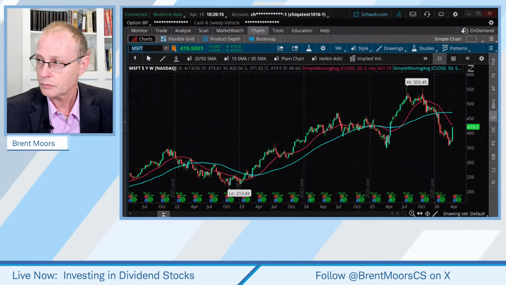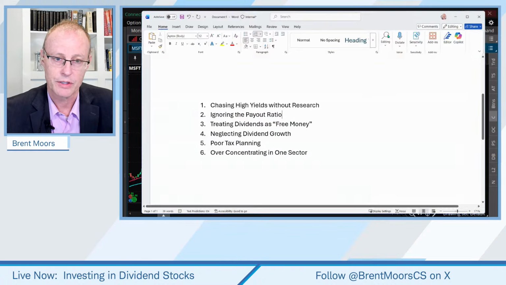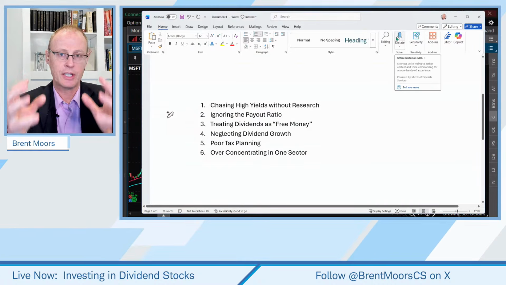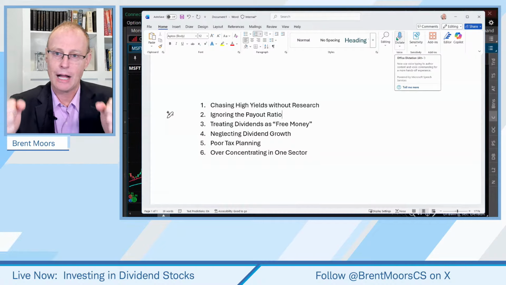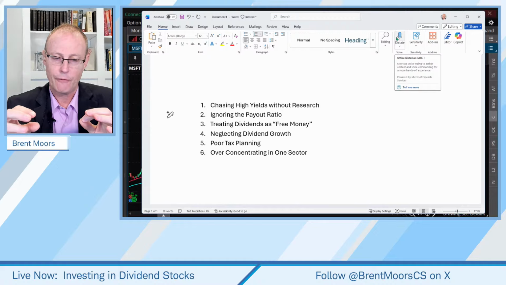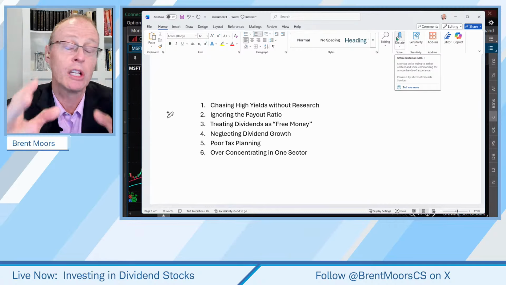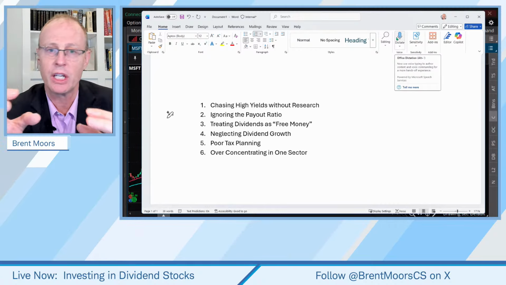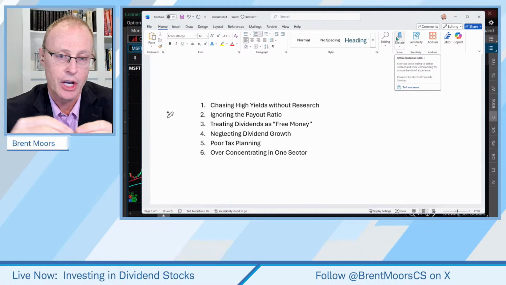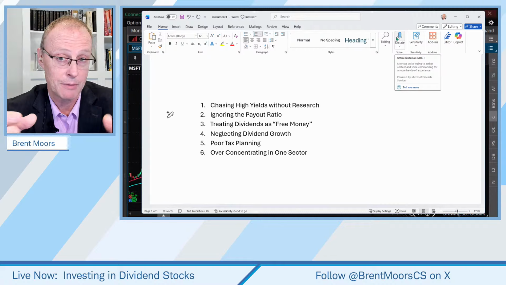Okay. So let's go back to number 6 on our list, over concentrating in one sector. It may seem to just make logical sense to have a portfolio full of utility stocks or stocks in one particular sector because they're the ones paying the higher dividend amounts. Maybe financials sometimes pay more dividends.